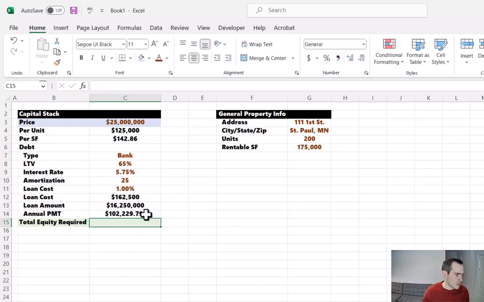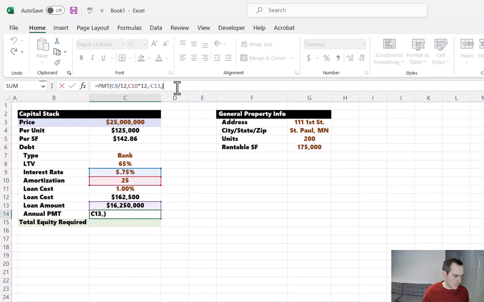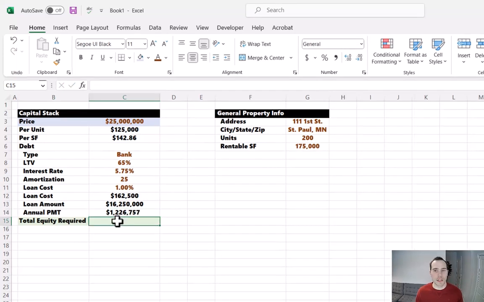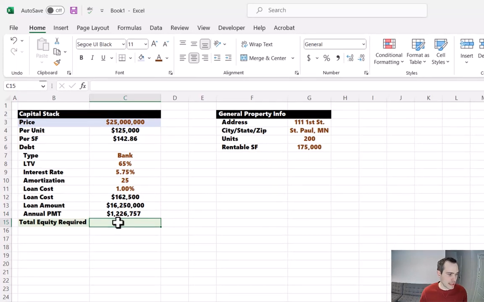So the 102,000 is the monthly payment. So the last step, we need to multiply that by 12, and then I remove the decimal places to make it cleaner. The final calculation we need to make is total equity required. I'm going to leave this cell blank for now, as we need to populate other sections of our model before we can make this calculation.